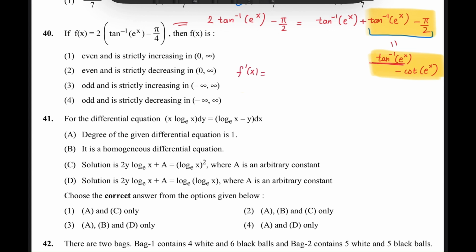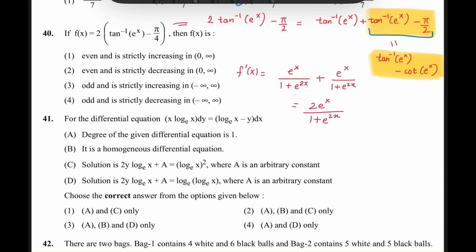So what is the derivative of tan inverse x? It is 1 over 1 plus x square, okay? And then the derivative of e to the power x, using the chain rule, will be e to the power x, right? And what is the derivative of cot inverse? It is minus, but a minus is already out there, so it will be again plus e to the power x upon 1 plus e to the power 2x, right? So this finally becomes 2 e to the x upon 1 plus e to the power 2x, right?